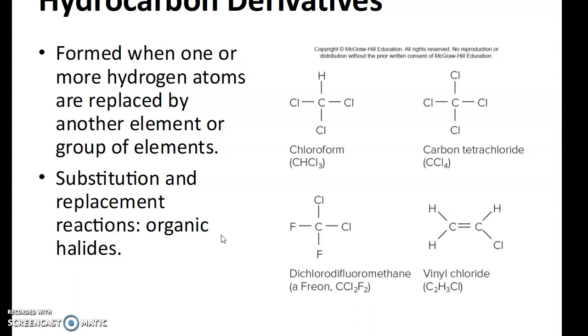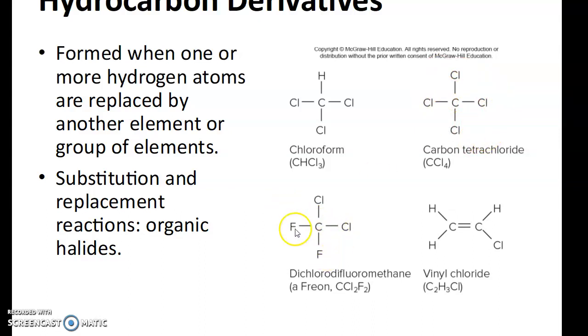Now, it's possible to substitute one of those hydrogens for other atoms. For example, you could put a chlorine atom in place of one of those. And if you have 3 of them, that makes chloroform. Okay? The other name for this would be trichloromethane, right? This right here is tetrachloromethane. The common name is carbon tetrachloride, where all of the hydrogens have been replaced by chlorine.